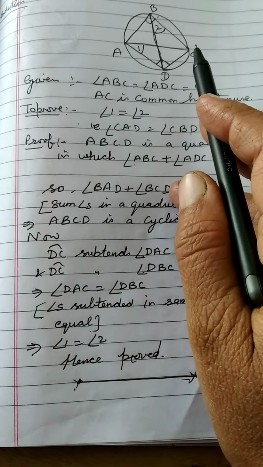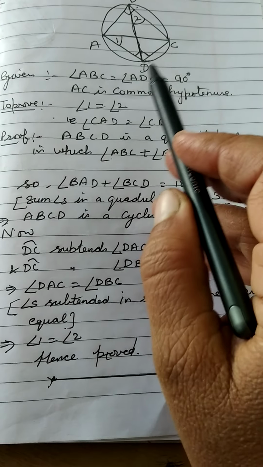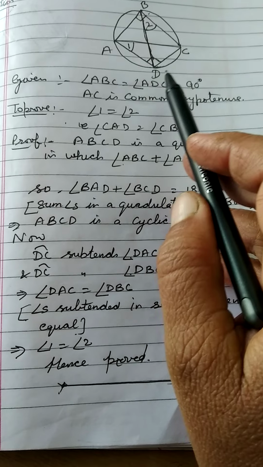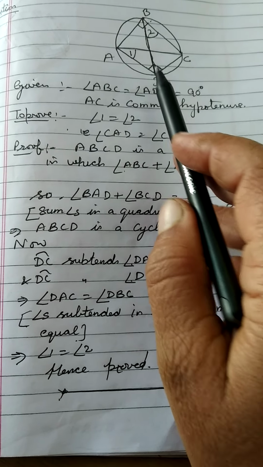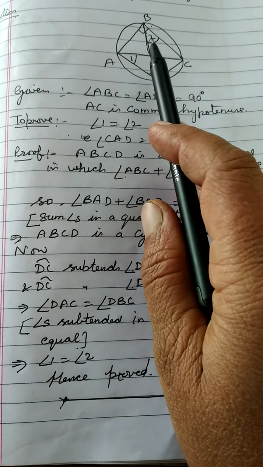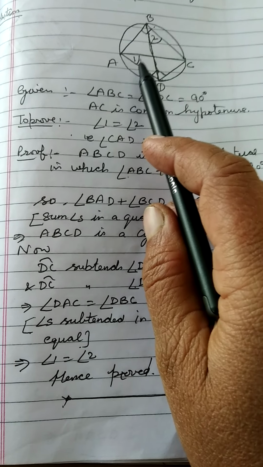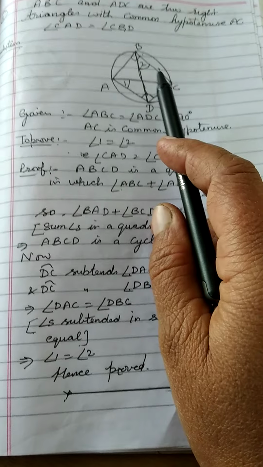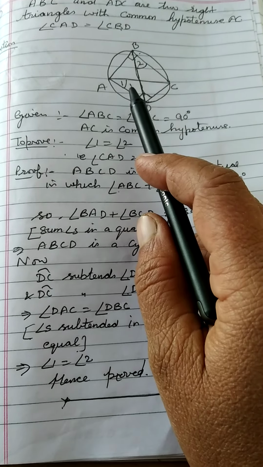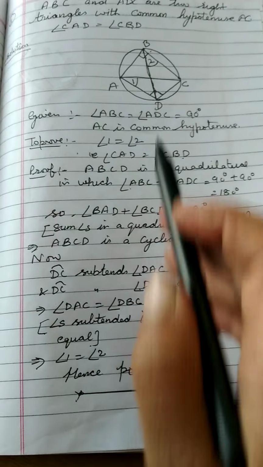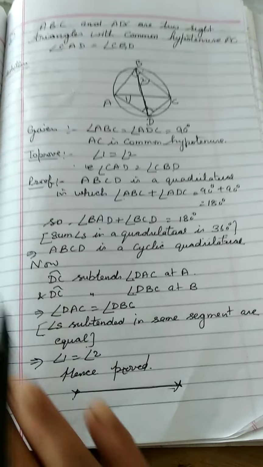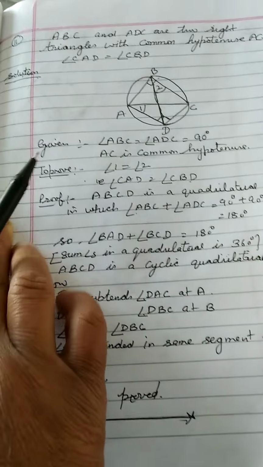Now arc DC is subtending angle DAC at the point of the circle, and this arc is also subtending angle DBC at the point of the circle. Now this means this angle 1 and angle 2 are subtended in the same segment. Now the angles subtended in the same segment are always equal. Therefore we say that angle 1 is equal to angle 2. This we were to prove. This is question number 11.